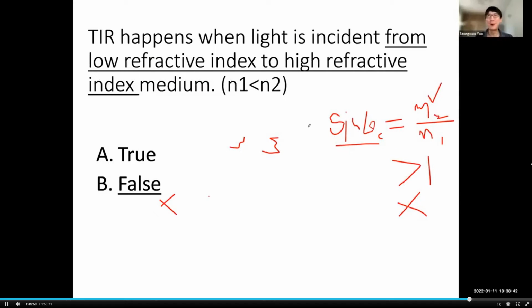Okay, so that's a good point. I can say yes, but we will discuss this in the last week when I introduce the polarization.